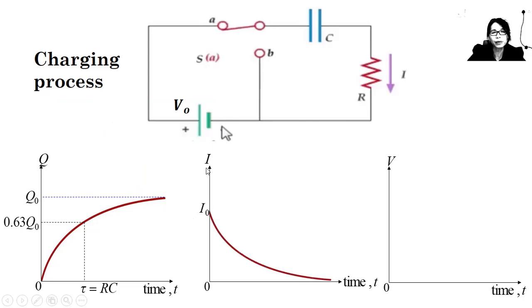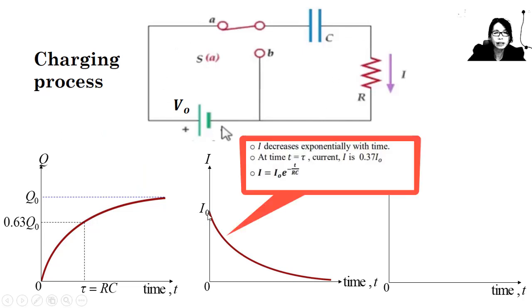During the charging process, the current that flows in the circuit will decrease exponentially with time from a maximum value of I0. At time t equal to RC, the current is only 0.37 I0, or 37% of its maximum value.